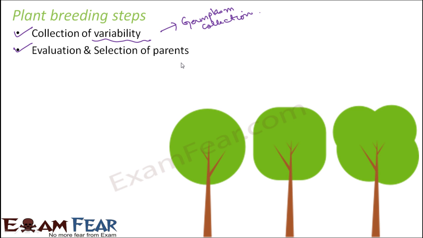So if you take the example of sugarcane, the sugarcane example which we took some time back, let us suppose this is the first variety. This is variety number 1, this is variety number 2.